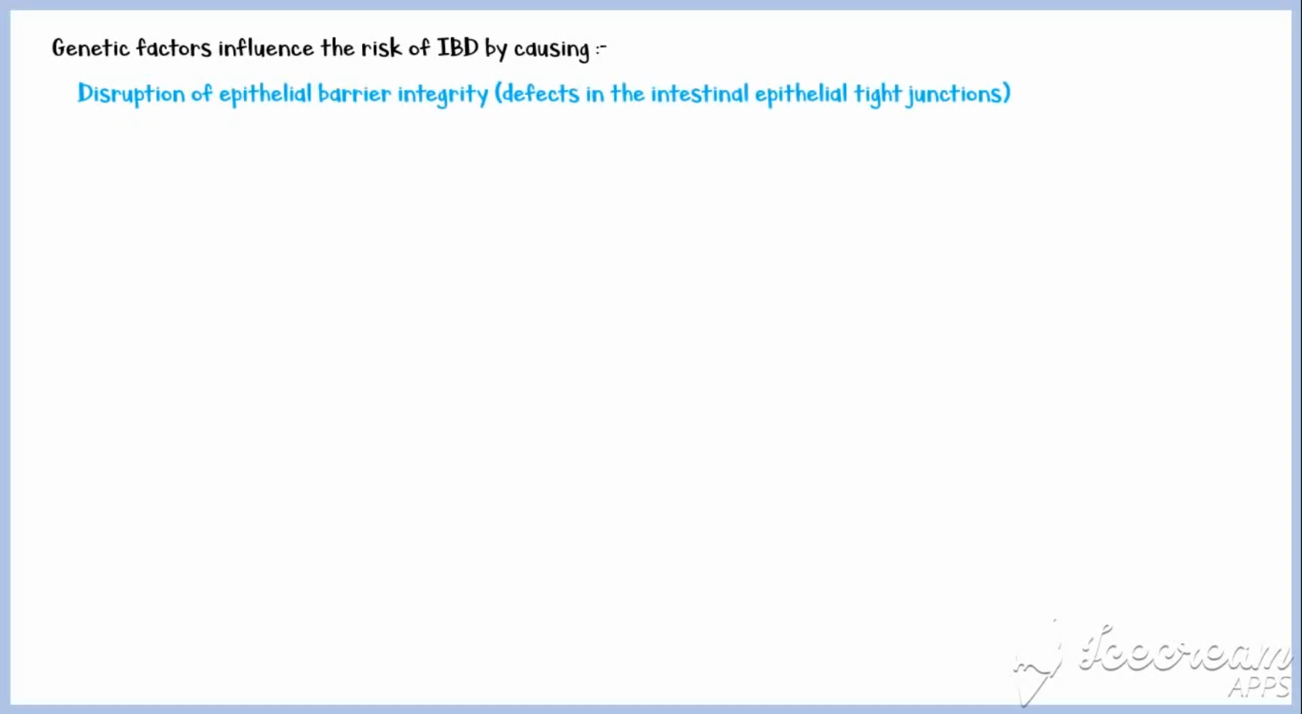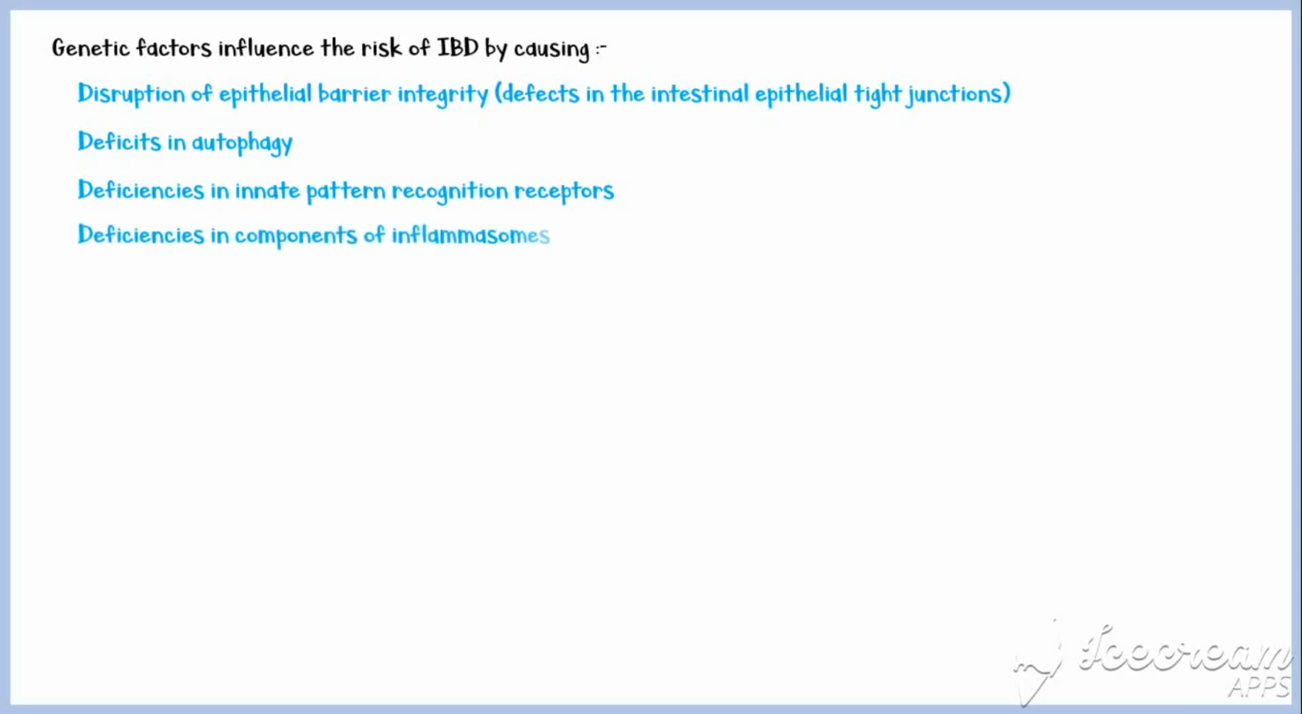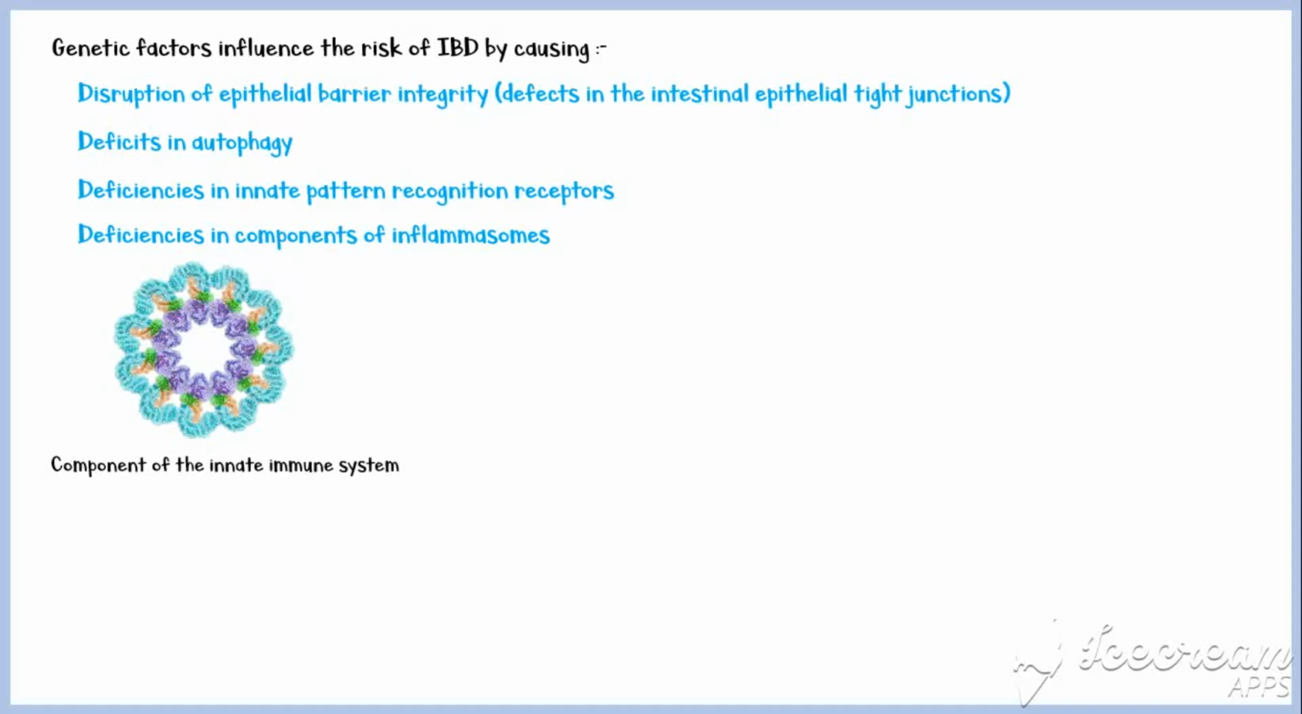Genetic factors influence the risk of inflammatory bowel disease by causing the following abnormalities: disruption of epithelial barrier integrity, mainly due to defects in the intestinal epithelial tight junctions; deficits in autophagy; deficiencies in innate pattern recognition receptors; and deficiencies in components of inflammasomes, which are a component of the innate immune system. Inflammasome triggers caspase-dependent processing of inflammatory mediators that aids in bacterial killing.